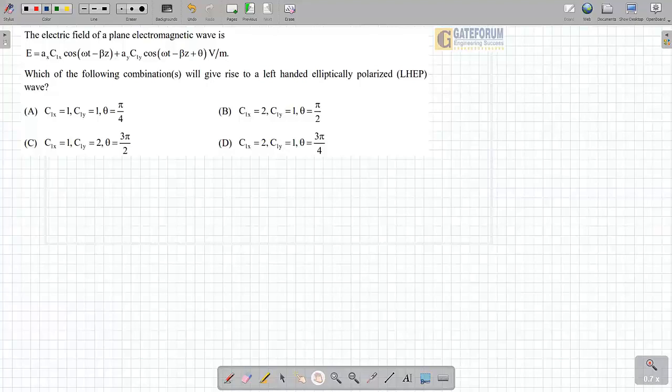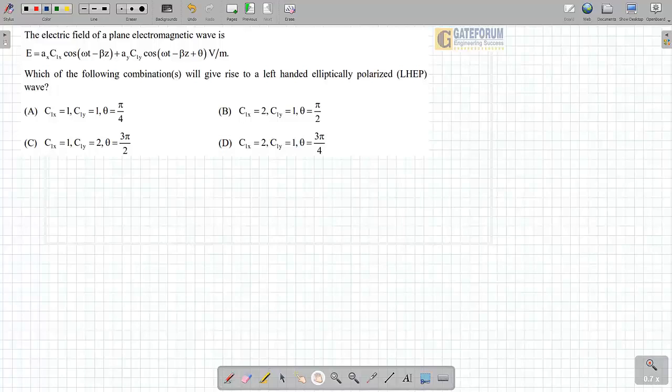Question from electromagnetic theory. This question is slightly complicated in the sense that multiple options can be right. Second thing is we need to understand clearly how to identify the left hand and right hand elliptically polarized wave. The electric field of a plane electromagnetic wave is given by the equation. To determine what combinations will give left hand elliptically polarized wave.